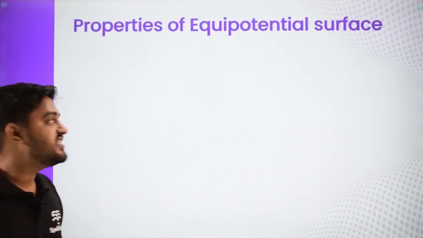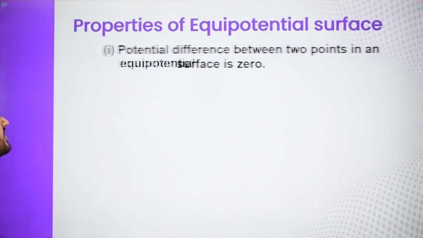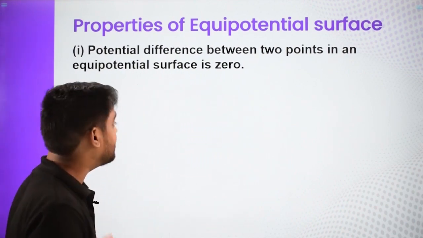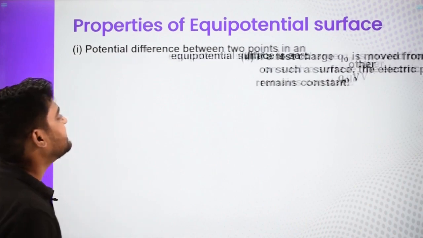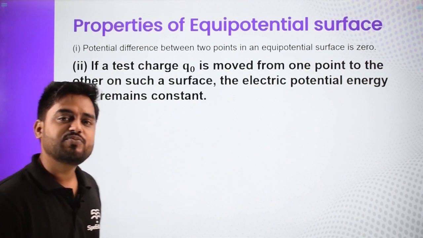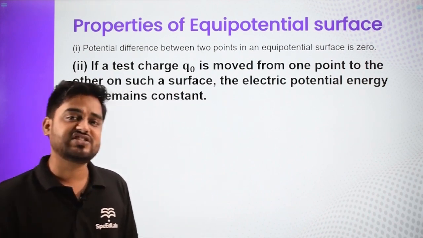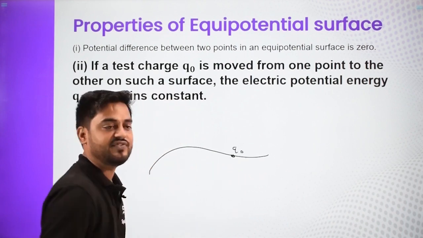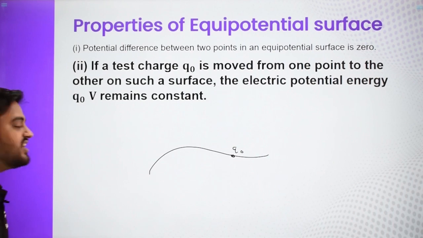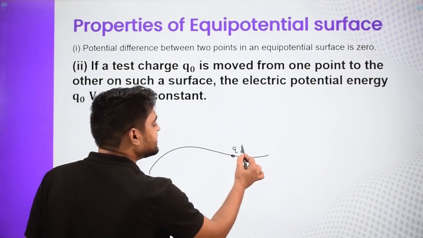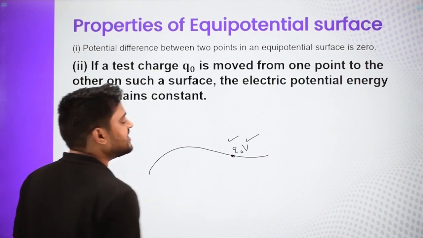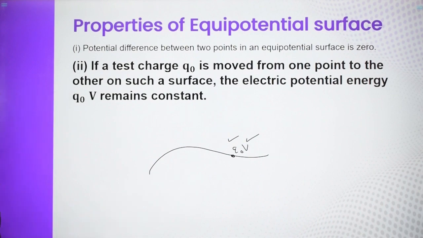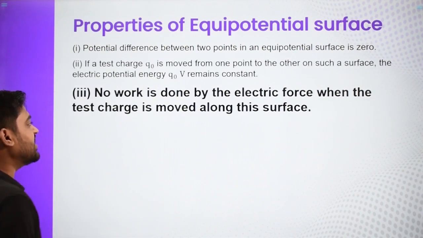Next, there are some properties of equipotential surfaces. First, the potential difference between any 2 points on an equipotential surface will definitely be zero by definition. Next, if a test charge Q0 is moved from one point to another on the equipotential surface, the potential energy will be the same. What is potential energy? It is Q0 V. The charge is not changing, the potential is not changing, so its potential energy doesn't change.